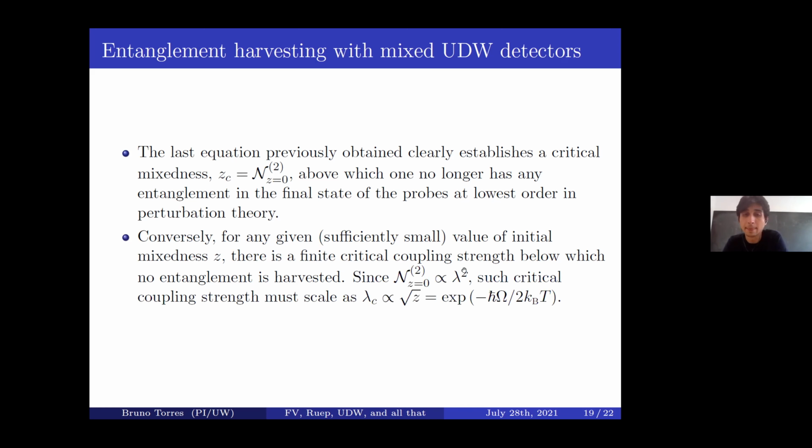So remember that in usual entanglement harvesting scenarios, this lowest order negativity is proportional to lambda squared. So what this result is telling us is that the critical coupling strength scales as the square root of the Boltzmann function, which, if you recover the expression in terms of the physical parameters of the probes, in particular its energy gap and the ambient temperature, is just this exponential dependence on 1/temperature.